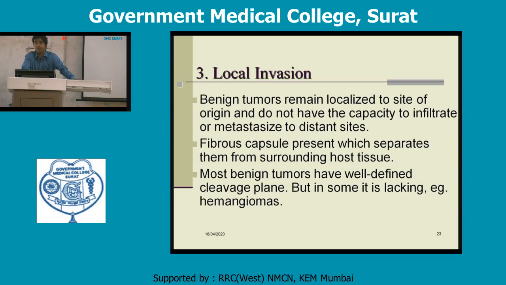Benign tumors never invade the surrounding structure, and they are surrounded by a fibrous capsule which separates them from the surrounding host tissue. So by surgical excision, we can easily dissect it from the surrounding tissue, and the chances of recurrence are minimal. But there are few exceptions, like in hemangioma, where a well-defined cleavage plane is not there. So we may encounter difficulty while excising this.